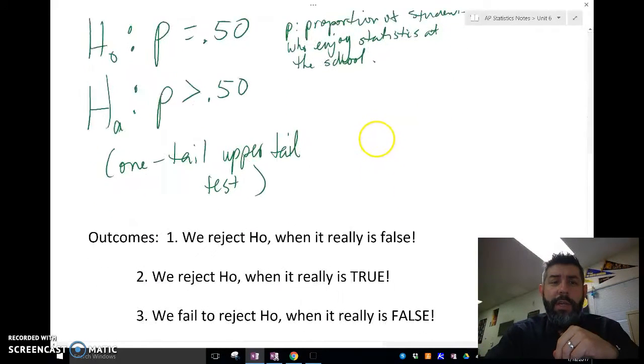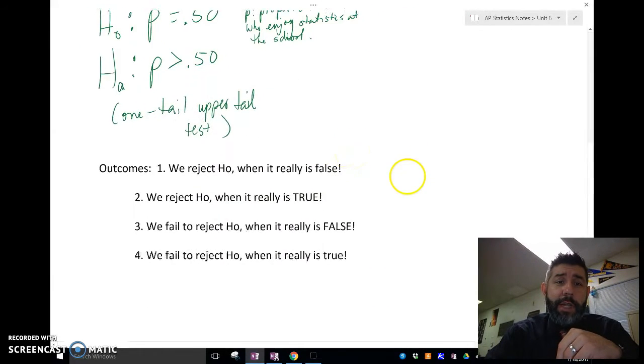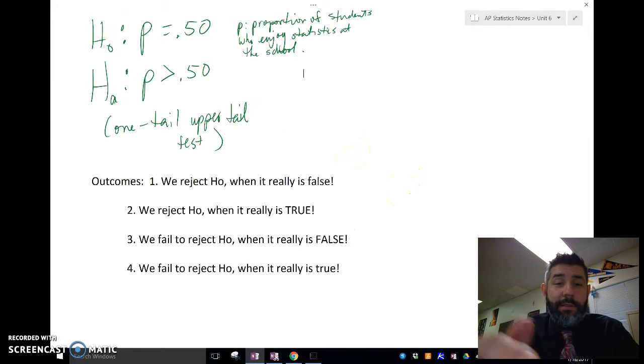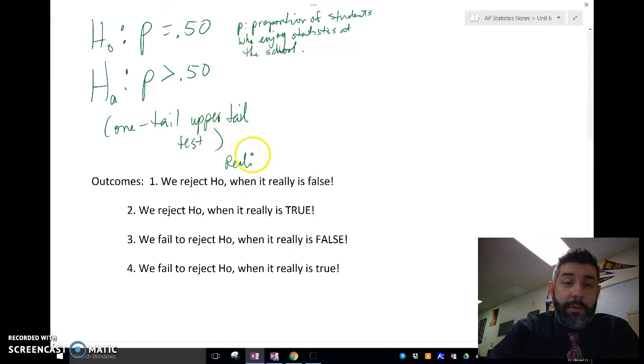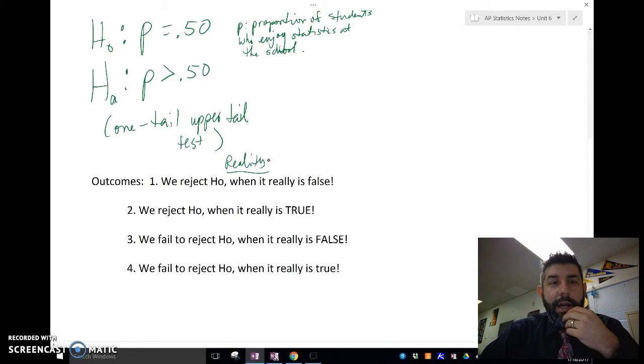So here are the possibilities that could happen in reality. In reality, I can reject the null, which in this example I did, and the null hypothesis really is false. So let's say in reality it actually is not 50%, and I rejected it. That's good. Great job, Mr. Myesis. You are right. Woohoo! I'm right.